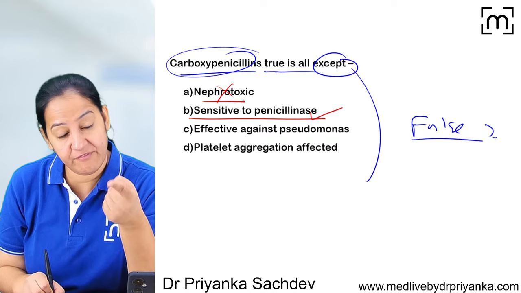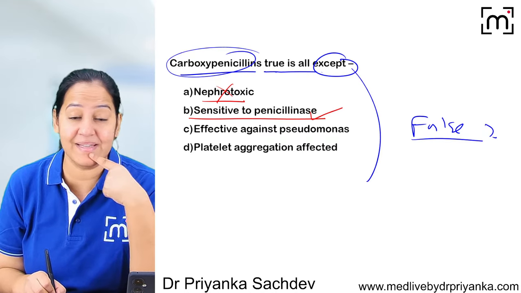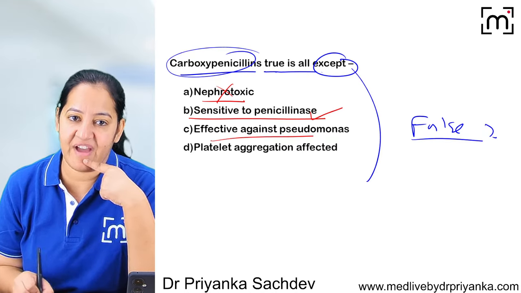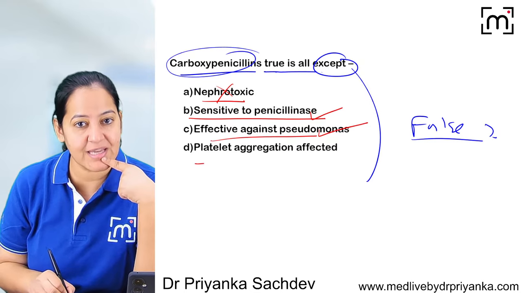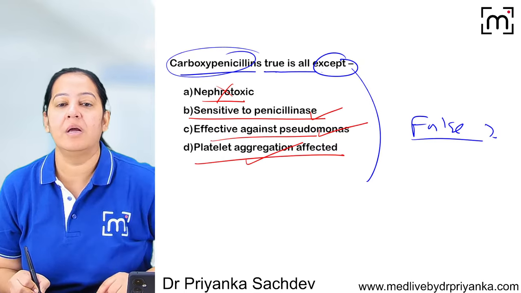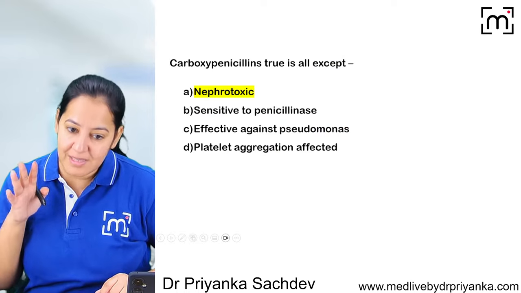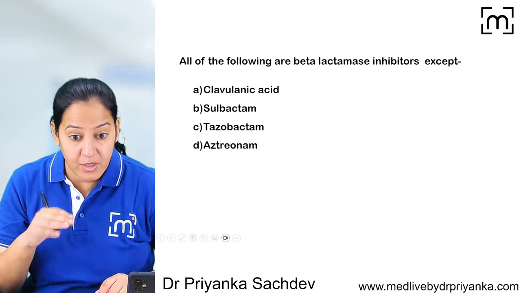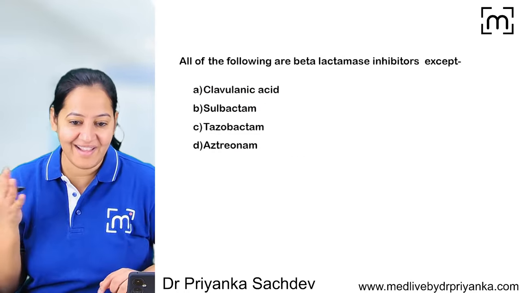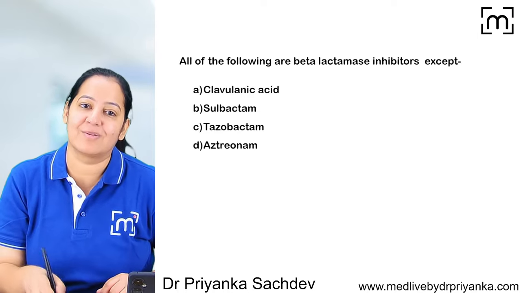That's why we have to give it with penicillinase inhibitors. Okay, is it effective against pseudomonas? Yes. And it causes a side effect of thrombus platelet aggregation. So the incorrect one among them is nephrotoxic. This is how you have to approach the question. You have to apply the knowledge in the question. Learning things is not important, applying it in the MCQs is important.